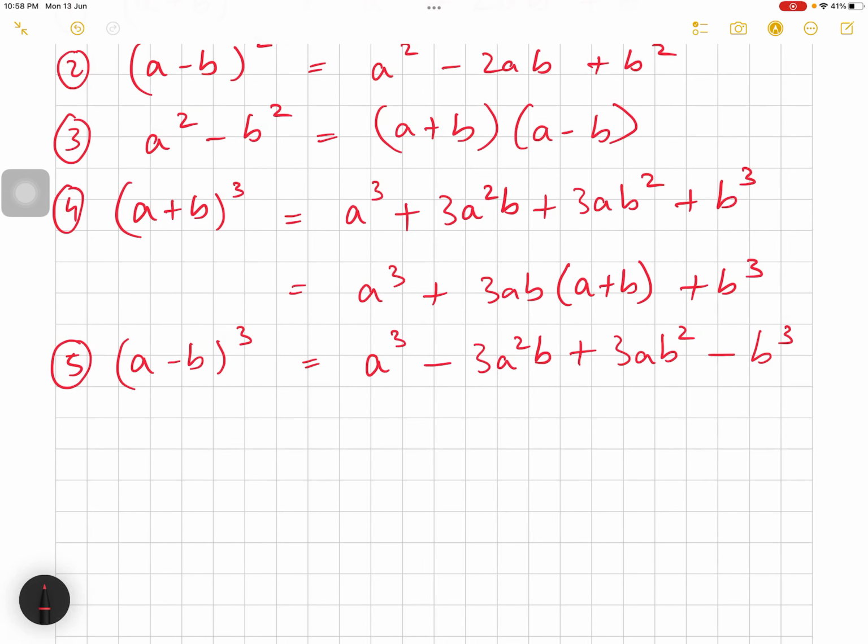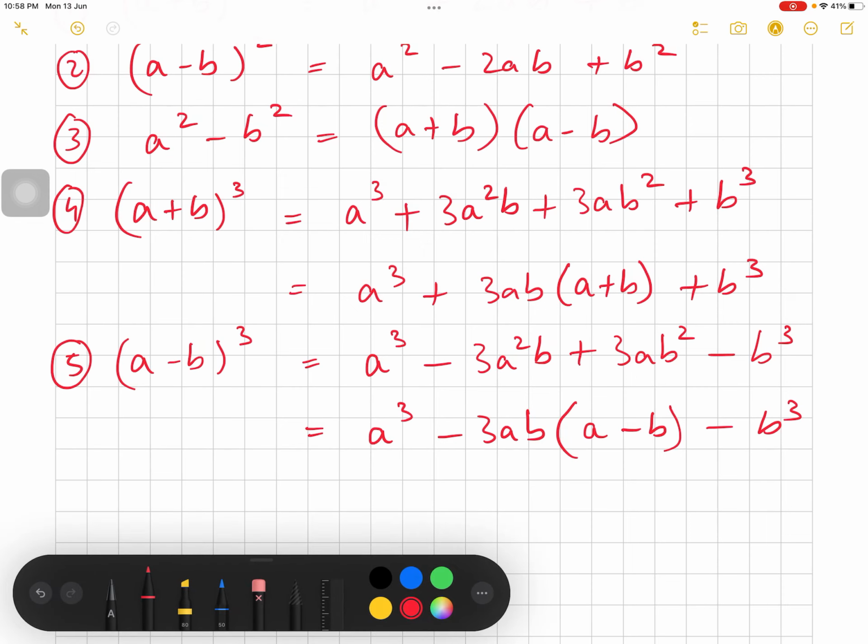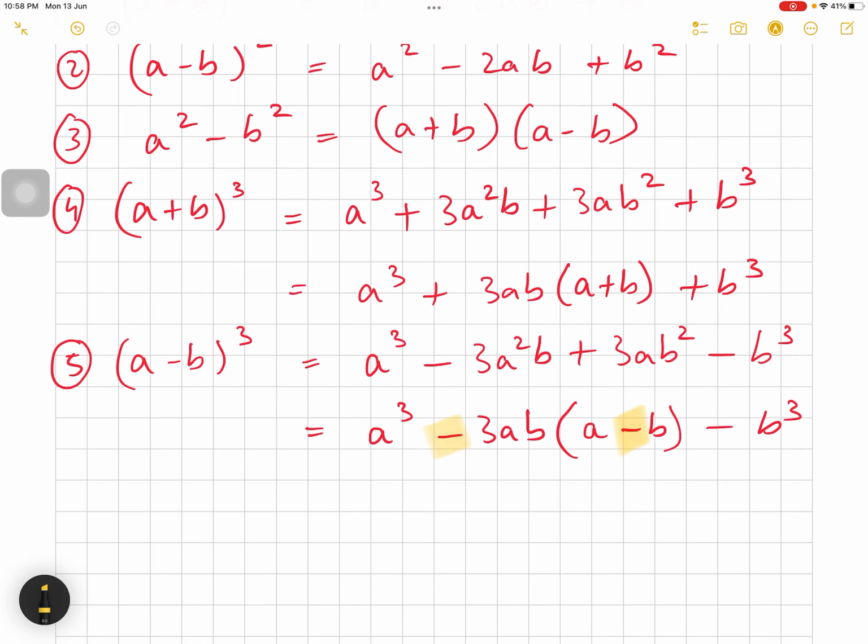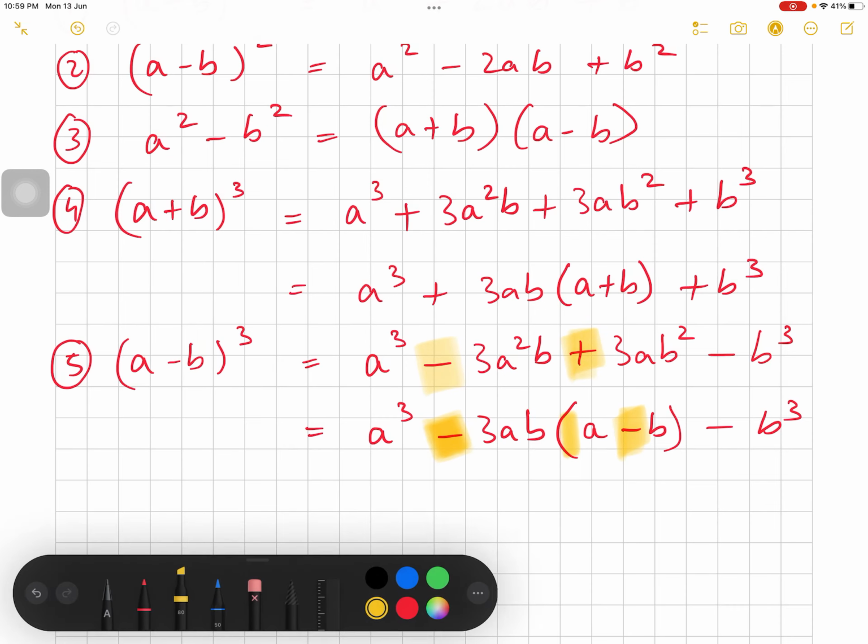Okay, and similarly the way you wrote the above, same way, a cube, what is common? Minus 3ab is common. What is remaining? A minus b is remaining. Okay, minus b cube. Why am I writing a minus b? See, minus minus makes plus. So minus plus is minus, minus minus will make it plus.